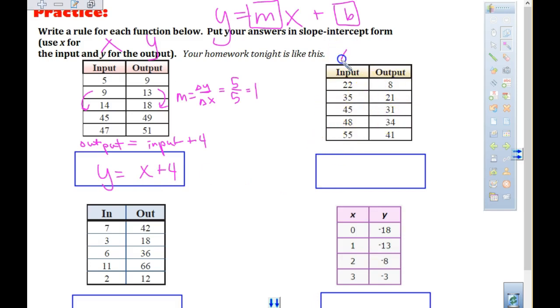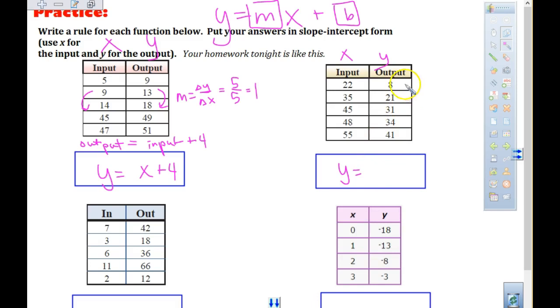If we're going to think of our output and input, but let's go y and x. What happens to the x to get y? What are we doing each time? Take a look at that. Anyone see a pattern? Raise your hand. 22 to 8, 35 to 21, 45 to 30, 48 to 34. Okay? Anyone see something? I'm doing 55 to get 41, and then do the same thing. See it, Peyton?